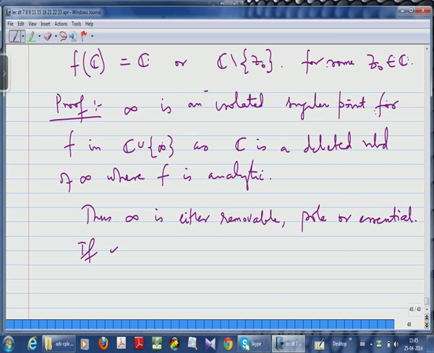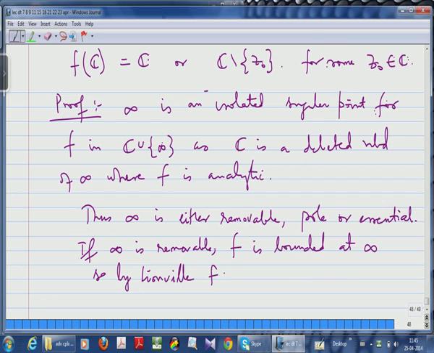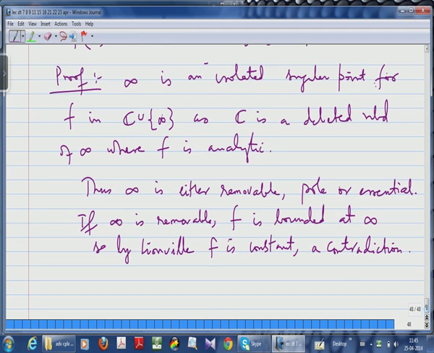If infinity is removable, f is bounded at infinity, so by Liouville f is constant, a contradiction, because I am assuming f is a non-constant entire function.